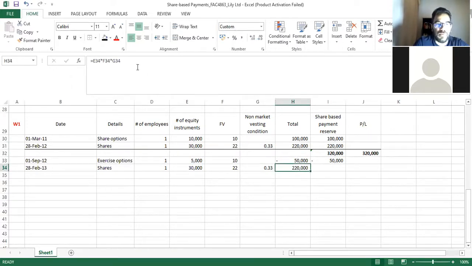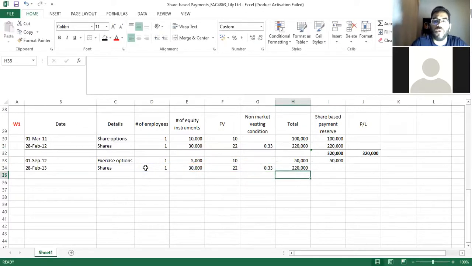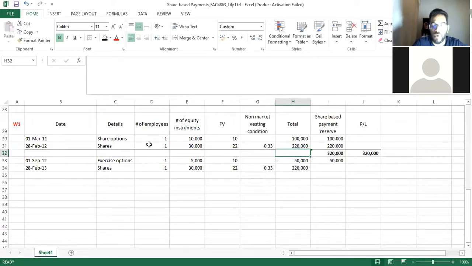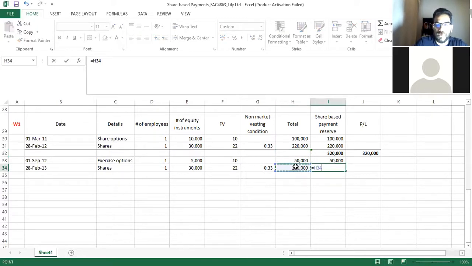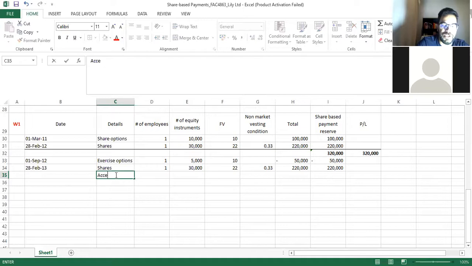I just want to bring your attention: you must also include the number of employees. Another question will be more than one employee, so we must include the number of employees. Let me just change this quickly. So we have 220. Then also on the same day, there's the acceleration.